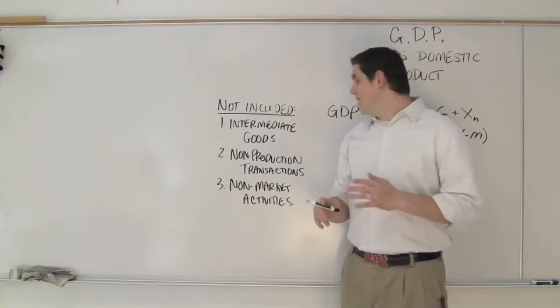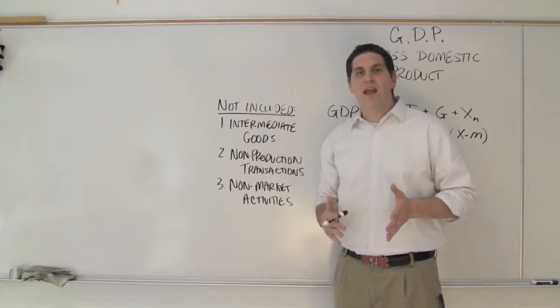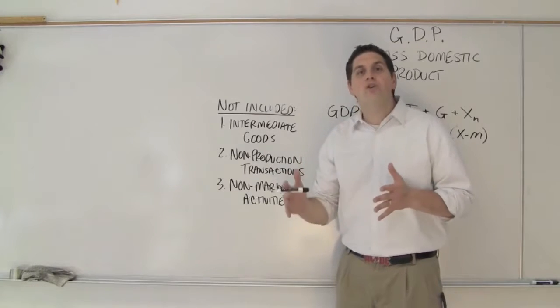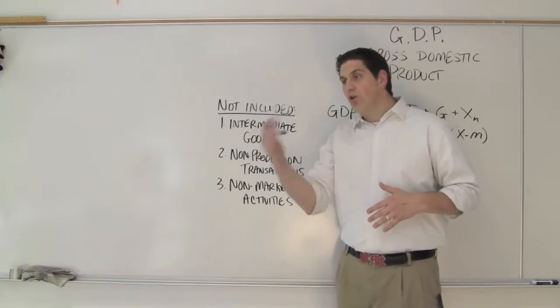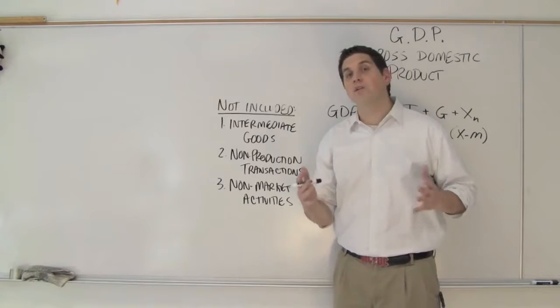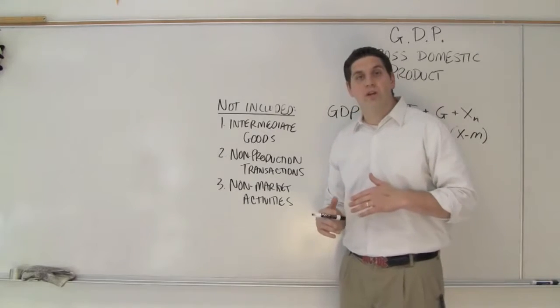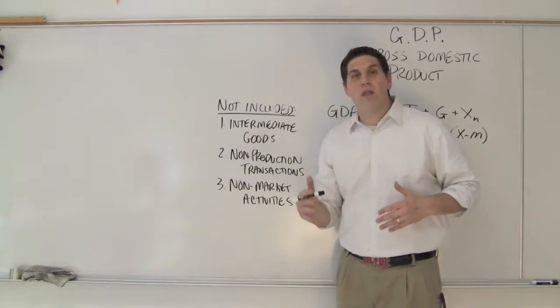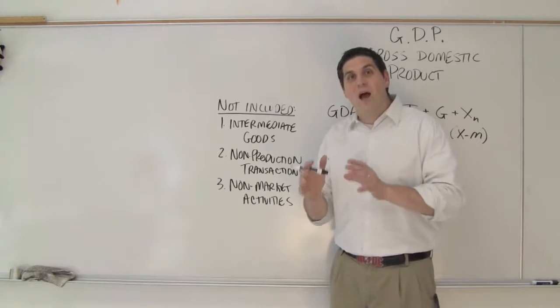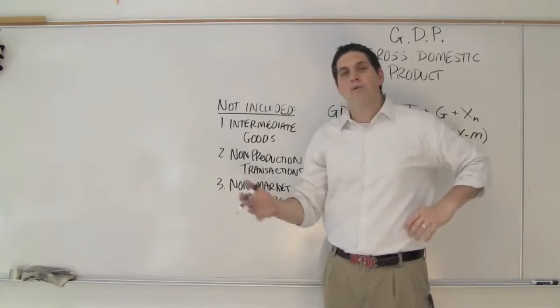The next thing is non-production transactions. There are certain things in the economy that transfer hands all the time. Stocks, bonds, ownership of houses, right? So you own a house, now I buy it from you, now I own the house. Nothing was produced, and if it wasn't produced, it doesn't count towards GDP. A good example of this is used goods. Used goods that are purchased by another person, those products count for the year they were produced. GDP accounts for the year they're produced, not when they're sold again.